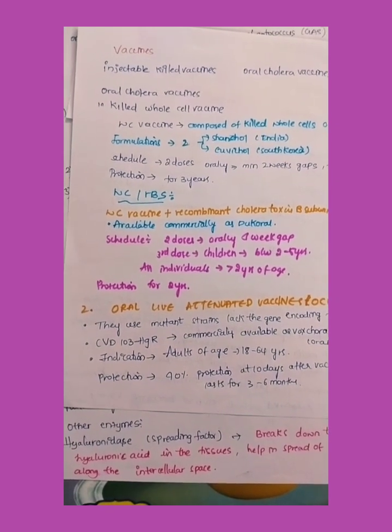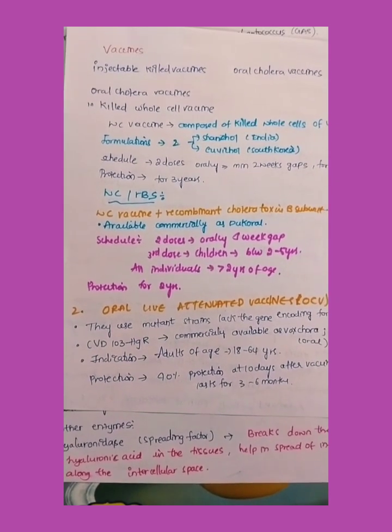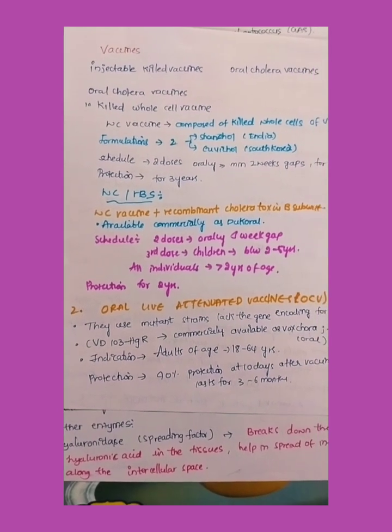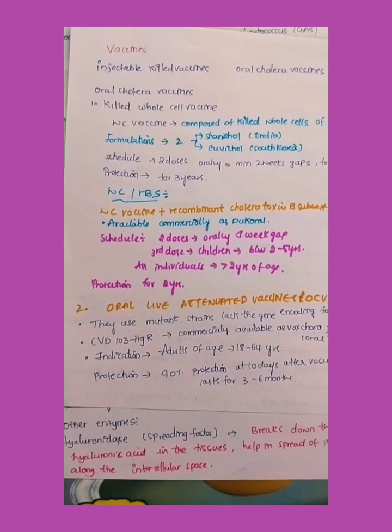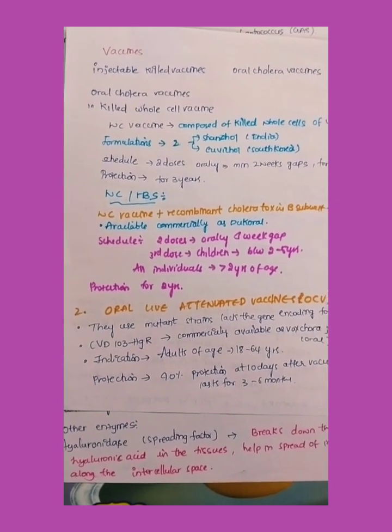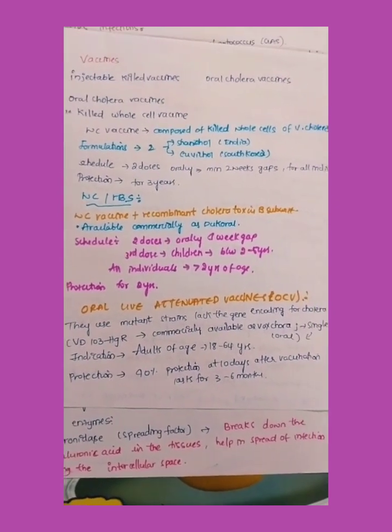Then there is the whole cell vaccine plus recombinant cholera toxin B subunit, available commercially as Dukoral. Schedule is 2 doses orally with a 1 week gap, with a third dose in children between 2 to 5 years, for all individuals older than 2 years of age. Protection lasts for 2 years.